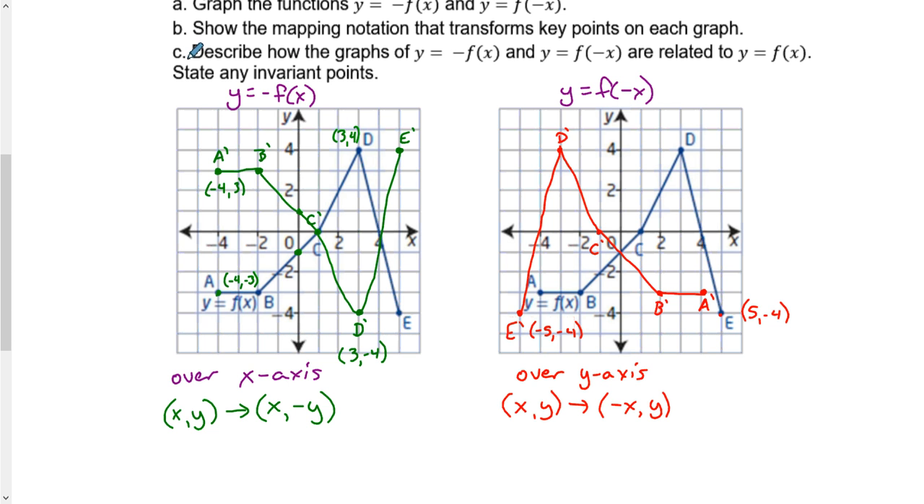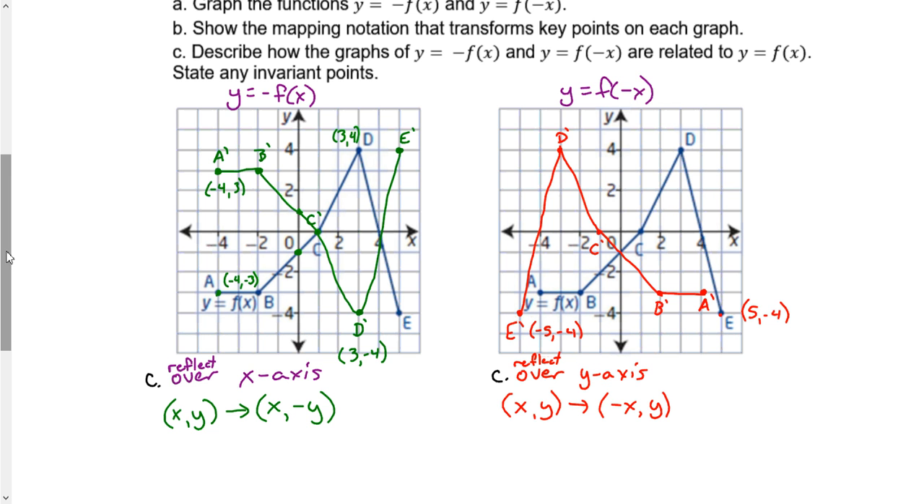Alrighty. So now I'm going to do C here. Describe how the graphs y equals -f(x) and f(-x) are related to y equals f(x). Well, we've actually done this already a little bit. It just reflects, actually, something I forgot to write is reflect over the x-axis. Reflect over the y-axis. Of course, if you use the word in or about, it means the exact same thing.